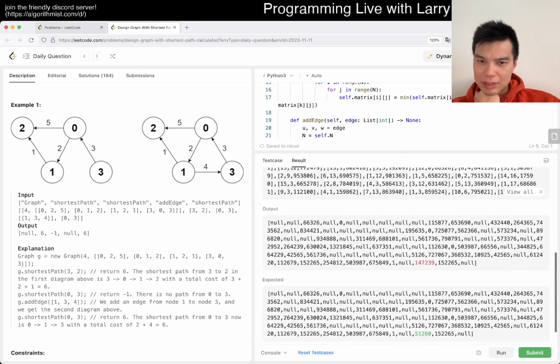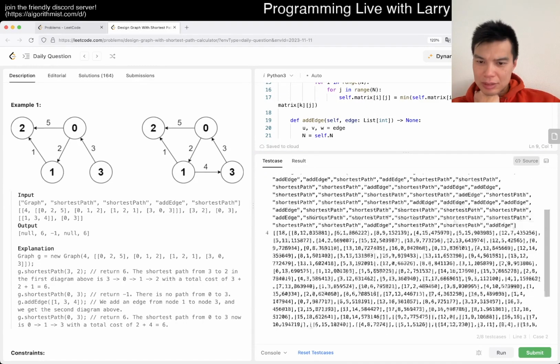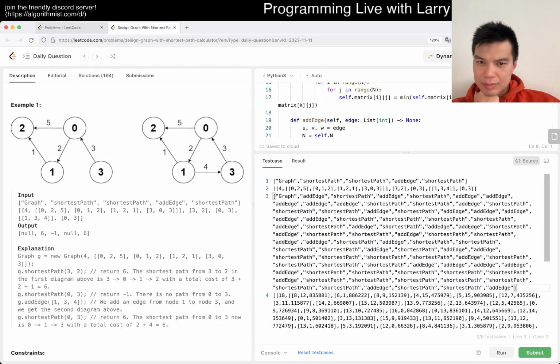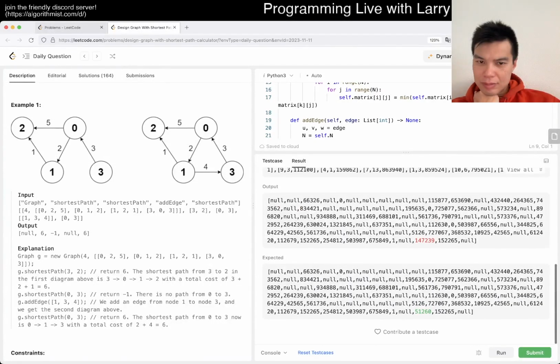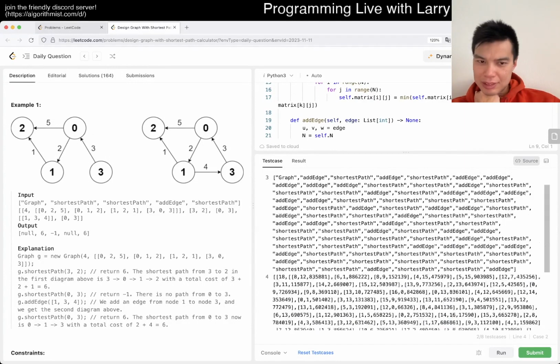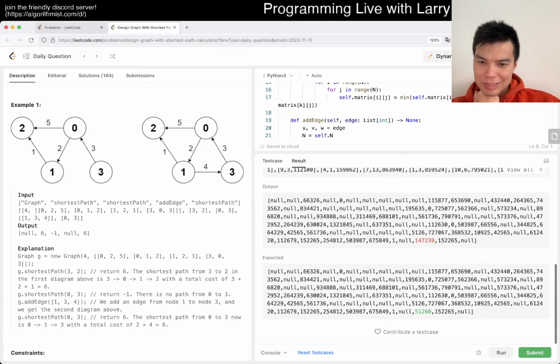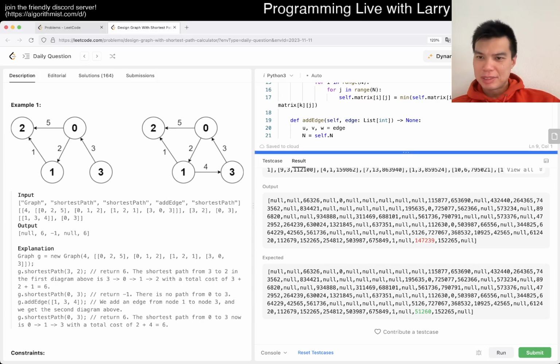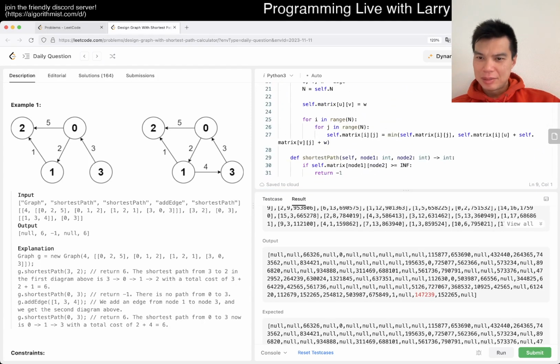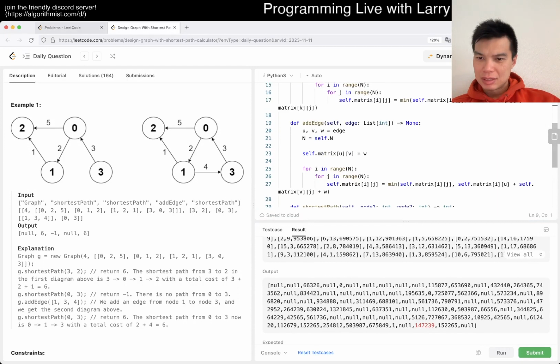The last query is, oops. Shortest path between 9 and 16. How do I debug this? Did I mess up anything obvious? U to V at the rate of W, right? So that should be okay.